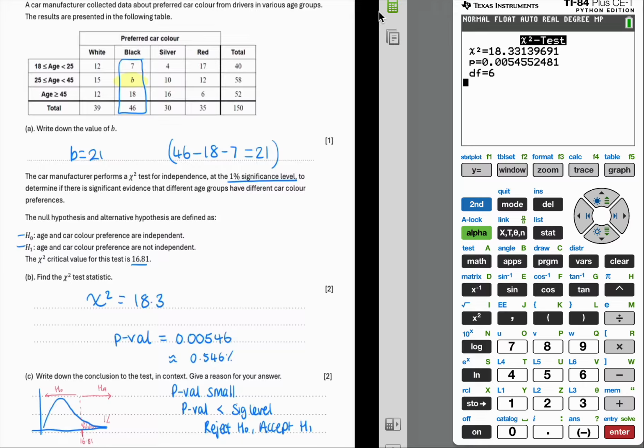So if I draw that area on, we can see my area is only 0.5%, which is something like that, and therefore we are firmly in the alternate hypothesis section. You can also use the chi-squared statistic. So if this is a scale from 0 all the way up to infinity, if I have 16.81 here, our value is 18.3. So 18.3 sits over this side, which again points us to the alternate hypothesis.